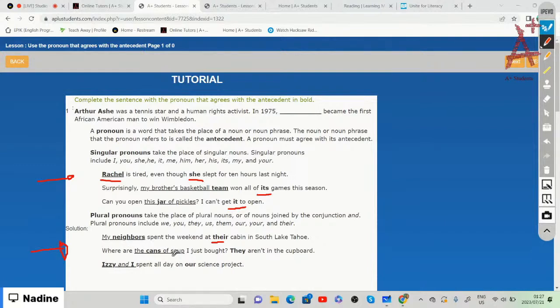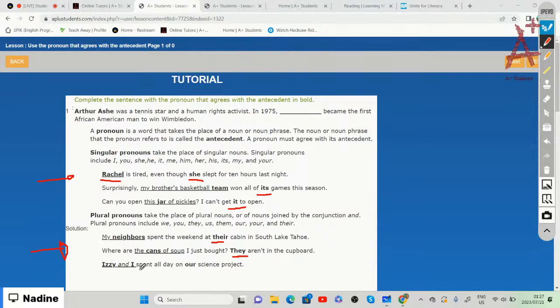Where are the cans of soup I just bought? They aren't in the cupboard. So "they" is the pronoun that replaces the cans of soup, right? So "they aren't in the cupboard" means that we are talking about the cans of soup that aren't in the cupboard.